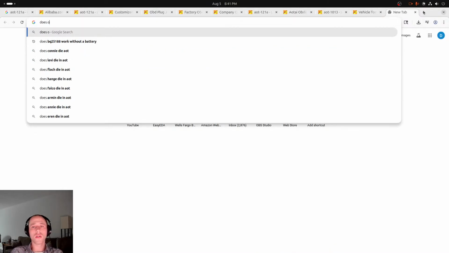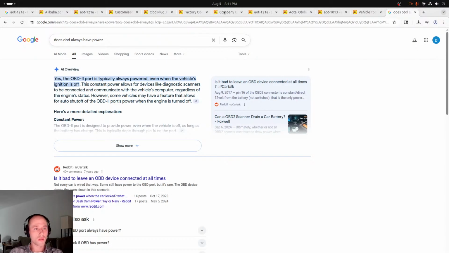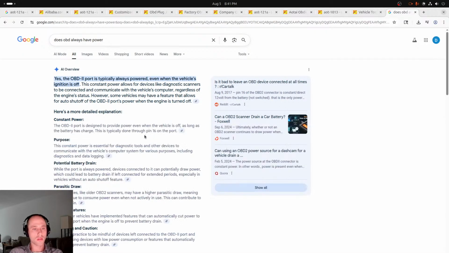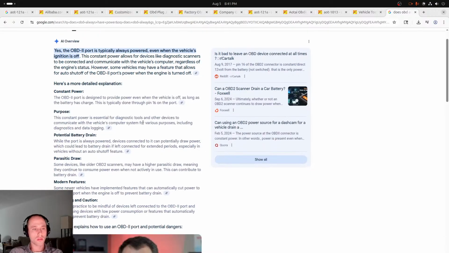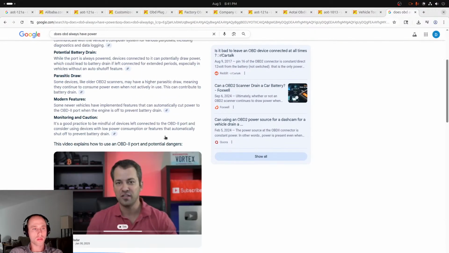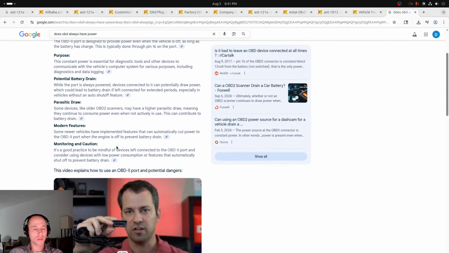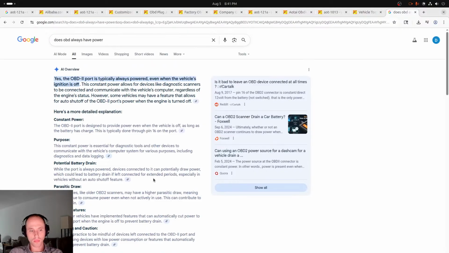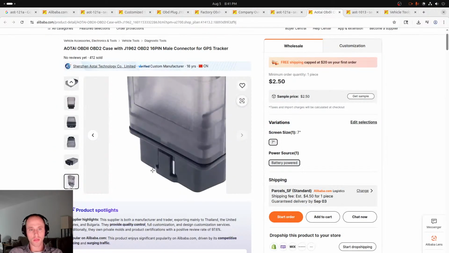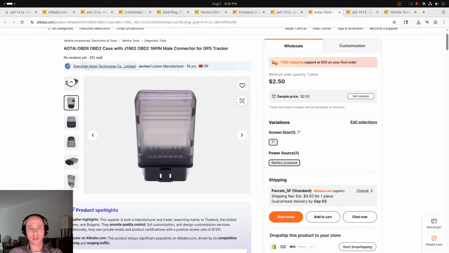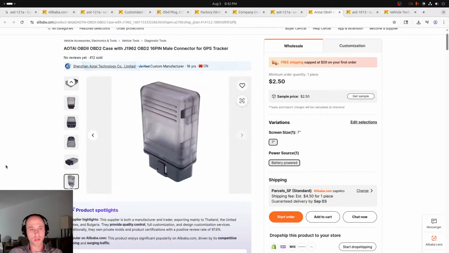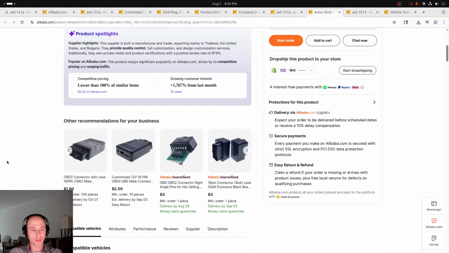Does OBD always have power? Yeah. And we can go into some sort of sleep mode. So it looks like we have always got power for OBD. Like we don't need battery. That's what we're doing.